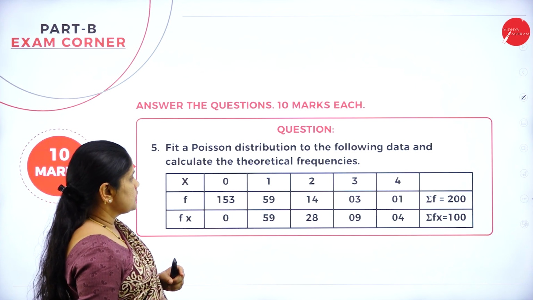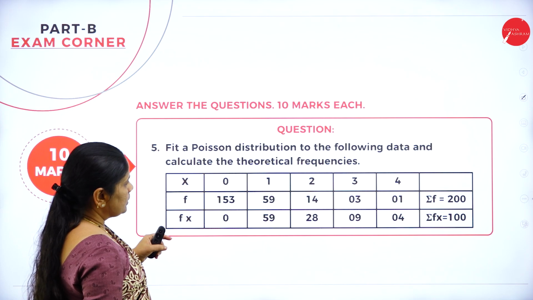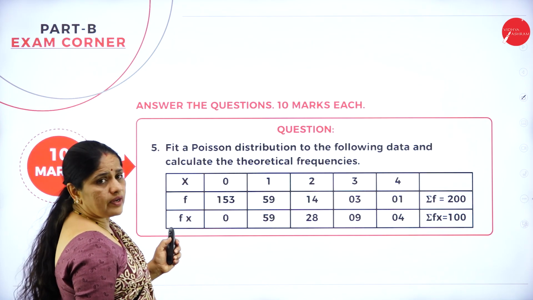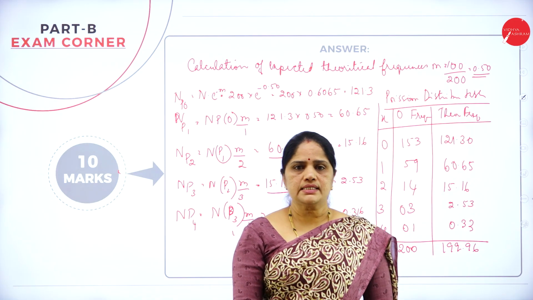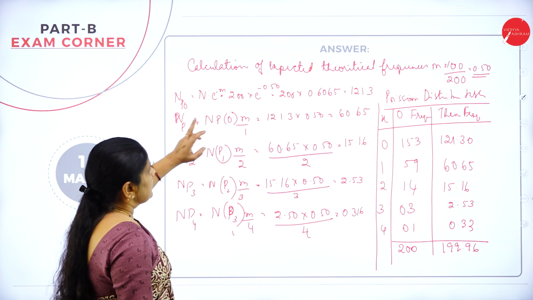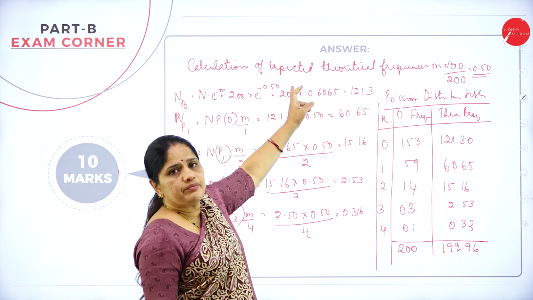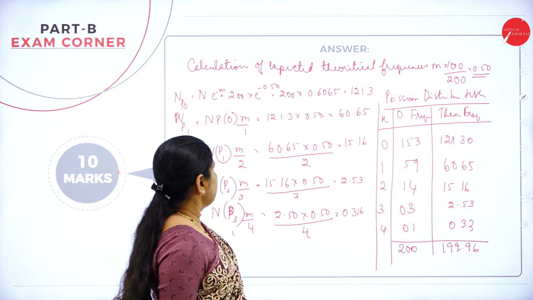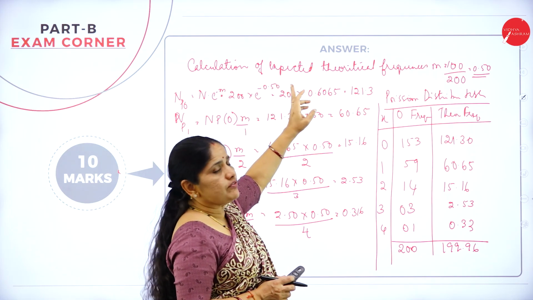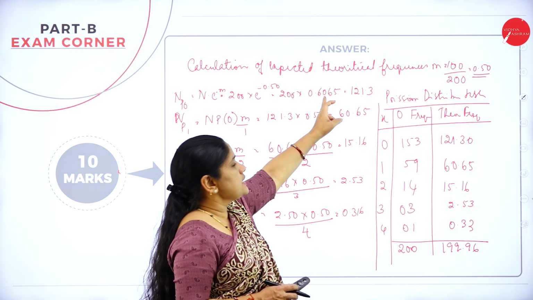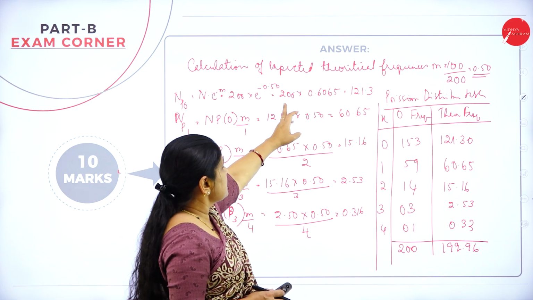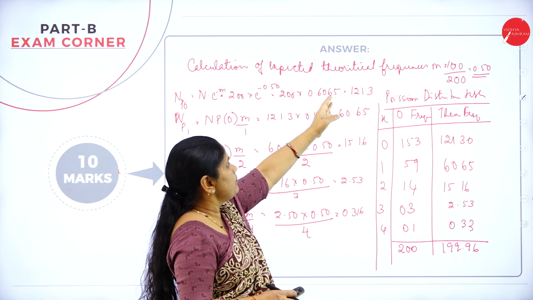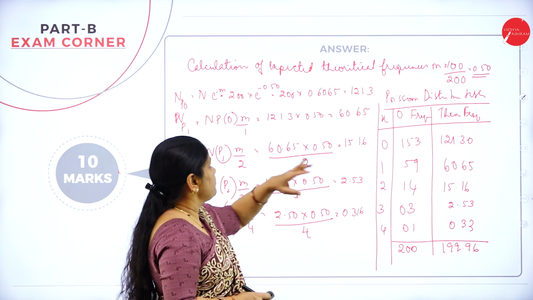Now, fit a Poisson distribution to the following data and calculate the theoretical frequencies. This is the 10 marks question from the Poisson distribution. Now in the case of a Poisson distribution, they will give you the value of e to the power of minus 0.50. So when we look up the table, or it will be given in the problem itself, e to the power of minus m will be given, that is 0.6065. So I just have to multiply the values. So 200 into 0.6065, I get 121.3.